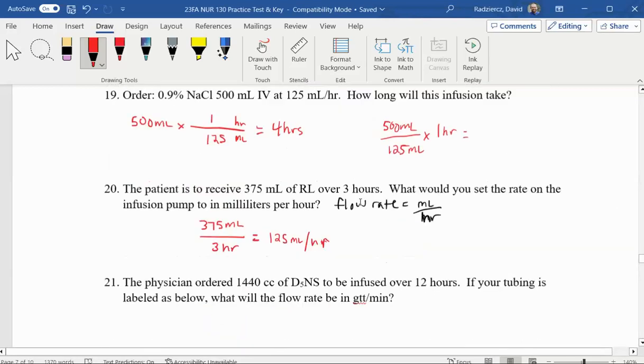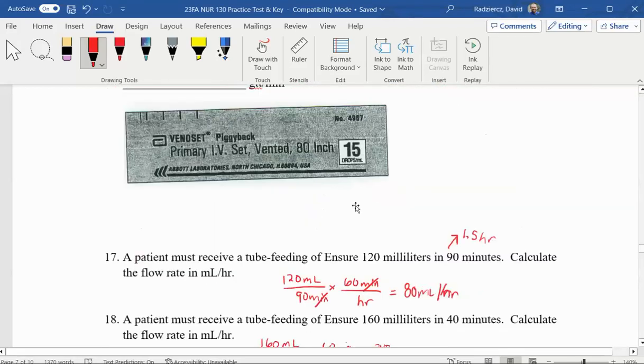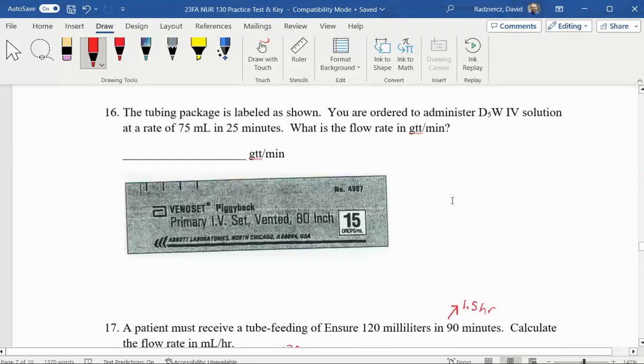All right. The next thing is to talk about drop factors. So when we talk about drop rate, it's just a type of flow rate, but instead of being measured in milliliters per hour, it's going to be measured in drops per minute. Drops are abbreviated GTT, and then per minute. Okay. And you might be wondering, why are drops GTT? Why can't they just be something simple like DR?